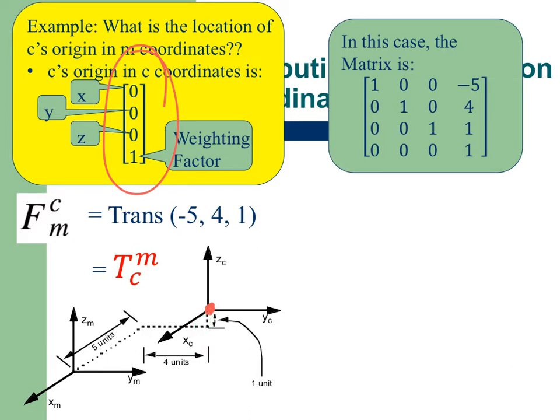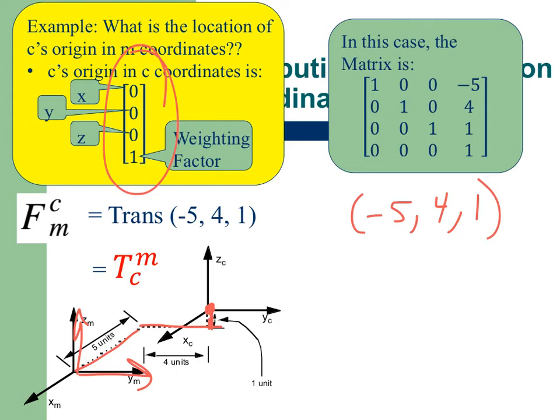So I am expecting that my answer should be the point -5, 4, 1, right? Because X was -5, Y was 4 in the positive direction, because this is the positive direction for Y, and Z, which points up, so that is 1.